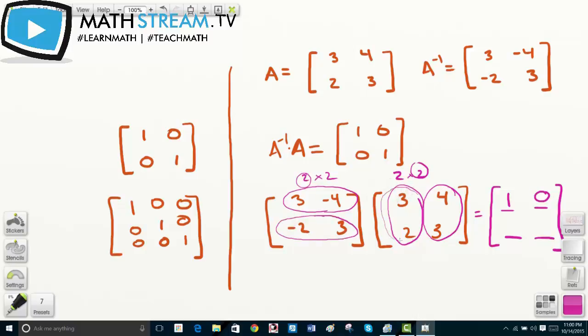Last position would be second row, first column. Pair them up. Negative 2 times 3 is negative 6. 3 times 2 is positive 6. Add them together and you get 0. And then last but not least, negative 2 times 4 is negative 8. 3 times 3 is 9. And so I get negative 8 and 9 is 1. And so there we have it. We got A inverse times A is equal to the identity matrix, which we can also just call I. So that's a nice little check. We did it correctly.